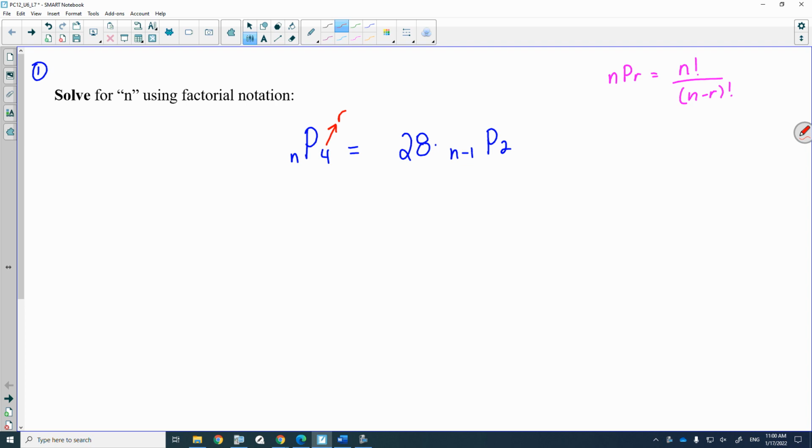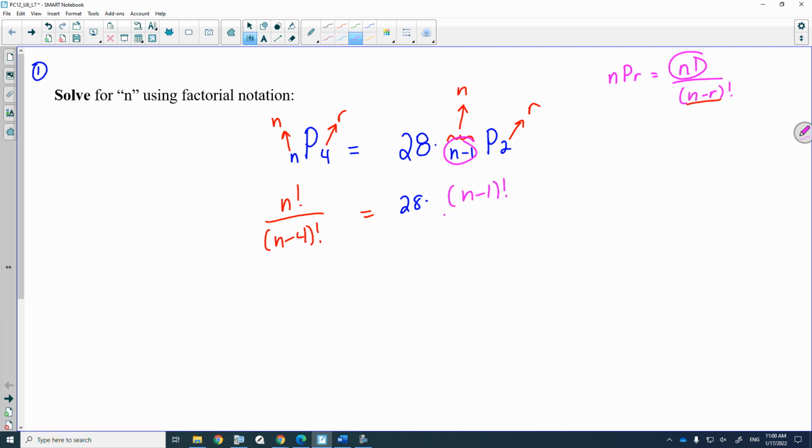So 4 would be my r, and that's going to be n, and over here, that's going to be n, and 2 would be r. Okay, so let's convert this into the formula. So it's going to be n factorial all over n minus r, and r is 4, equals 28 times, and we're going to do the exact same thing. So we're going to do n factorial, which would be that, n minus 1 factorial, all over n minus r, and that would be n is n minus 1 minus r, which is 2.